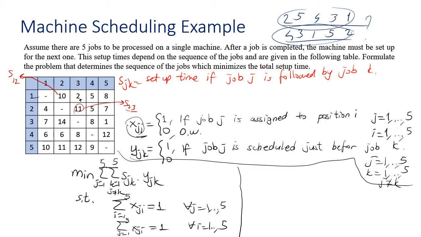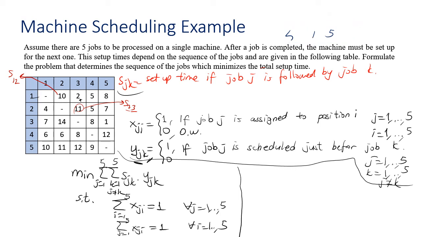It indicates if job k follows job j or not, because if job k follows job j, then there will be a setup time which is represented by sjk. So it means that there is a relation between the x variables and the y variables. And what is that relation? Let me try to explain it here.